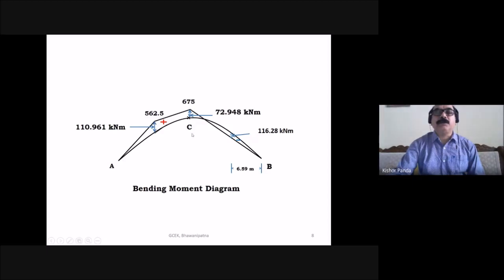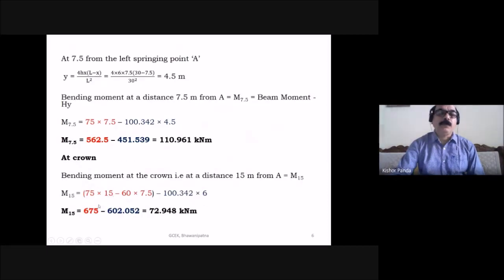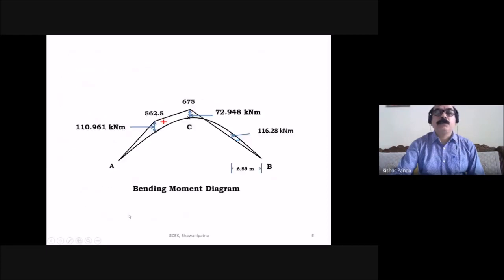Here the B moment is 675 at that distance, and the horizontal thrust moment is 602.052. The difference is equal to the positive moment, 72.948 kilonewton meter.